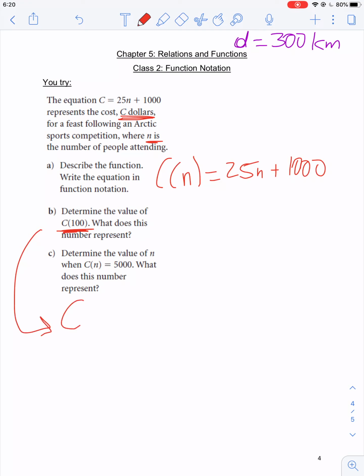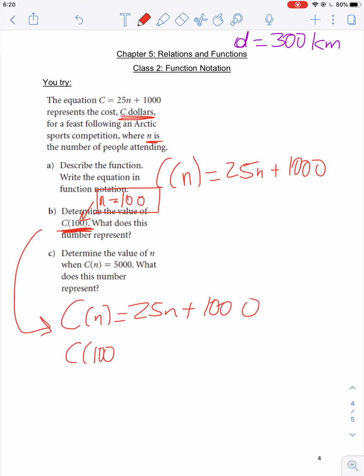You know that C of N is equal to 25N plus 1,000. Now this over here tells you that your N value is equal to 100, and everywhere that you see N in your function will now have to get replaced by 100. So C of 100 is equal to 25 times, I have an N over here, so I need to replace that by 100. And then I just use my calculator and work this out. So 25 times 10 is 250, so 2,500 plus 1,000, I think it's 3,500. But just to be sure, I'm going to double check my work with a calculator.